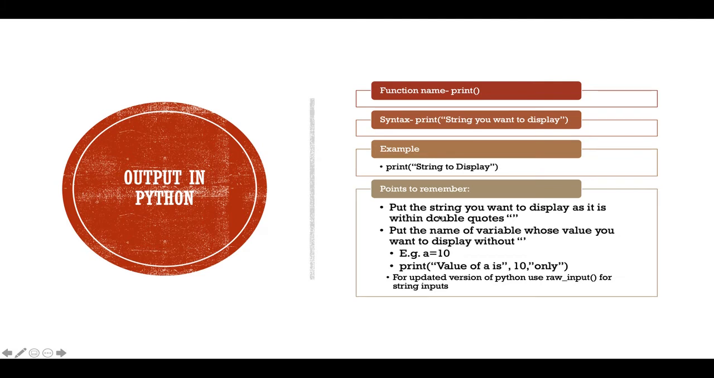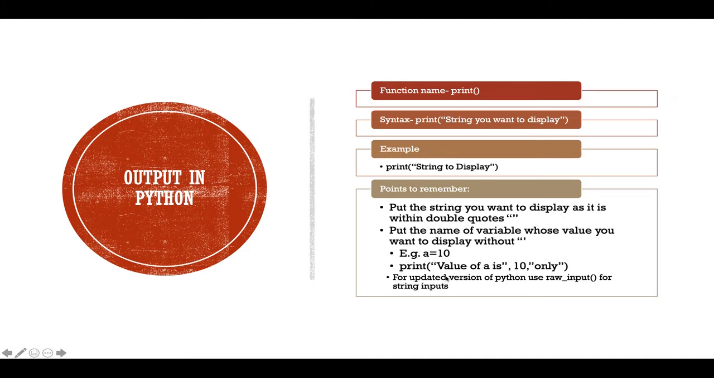The first thing is whatever string you want to display, you must put it in double or single quotes. Suppose I want to display a variable's value. In that case, I will put it without double quotes. Always remember, whatever you put in double quotes will be printed as it is, and whatever you print without double quotes, that variable's value will be printed.